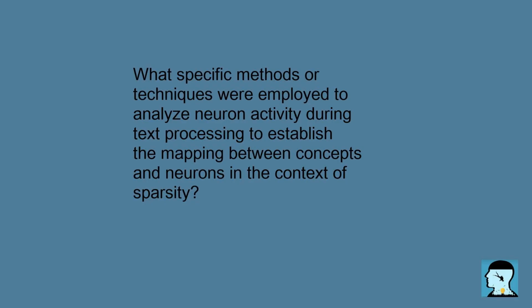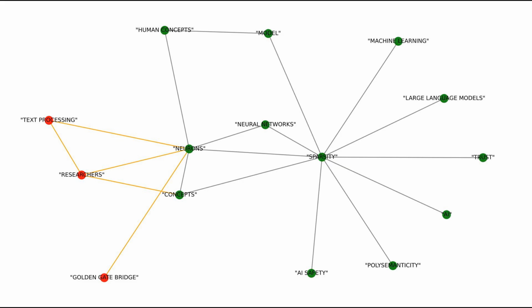What specific methods or techniques were employed to analyze neuron activity during text processing to establish the kind of mapping between concepts and neurons in the context of sparsity? To analyze neuron activity during text processing and establish the mapping between concepts and neurons using sparsity, a straightforward method was employed. This process involves focusing on individual neurons and observing their activation patterns across various texts. Here's how it works, step by step. Step 1: isolation of neurons.